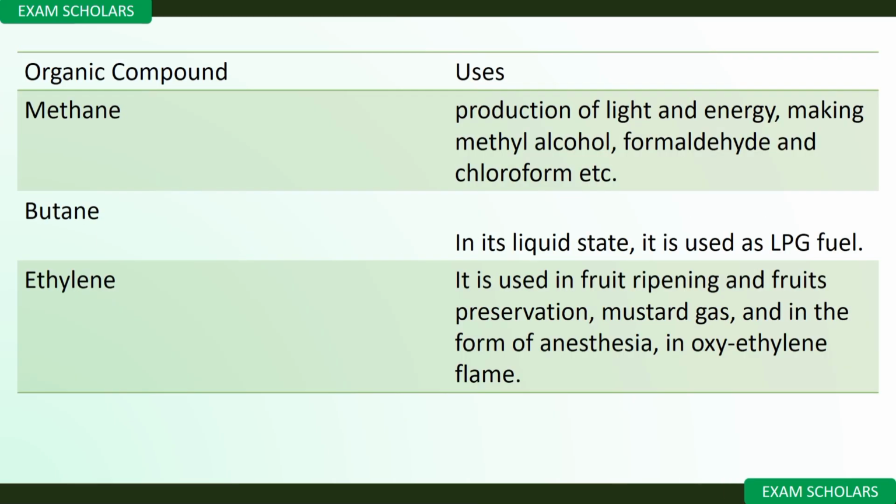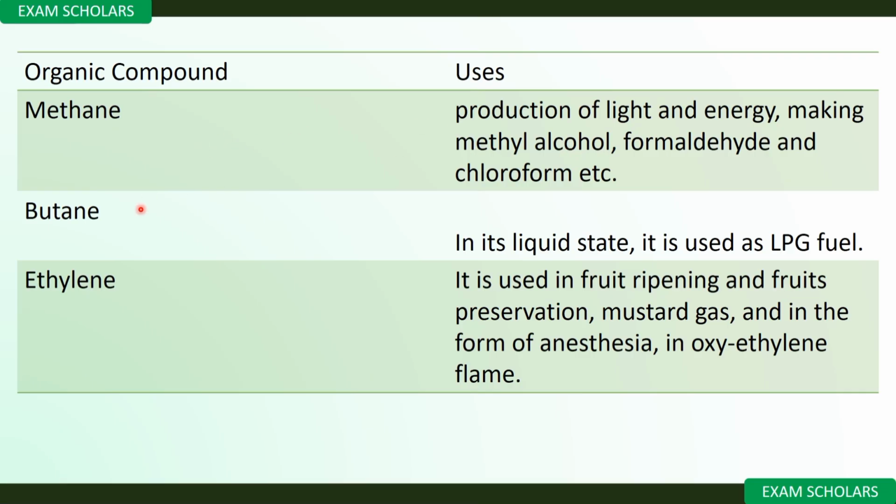Some common organic compounds, let's look at their uses. We have methane, CH4. Methane can be used for the production of light and energy. The gas inside your lighter is mainly methane. Most of them contain methane. Methane is also used for making methyl alcohol, and for the formation of formaldehyde, chloroform and the likes. We have some organic compounds that can be used to form another organic compound, and methane is part of them.